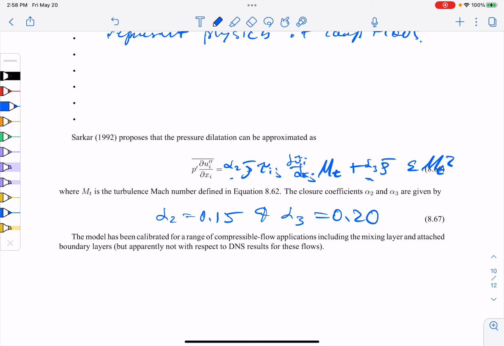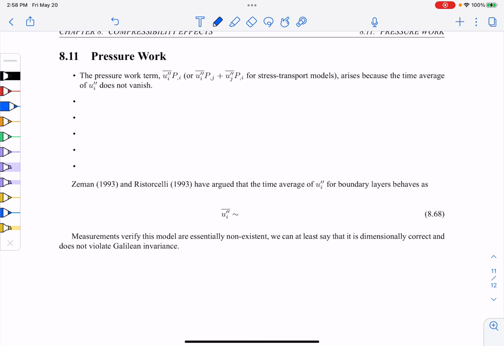Another term is the pressure work term, which is ui double prime p, ui double prime pj plus uj double prime pi, for the stress transport models. And these, of course, arise because the time averaging of ui double prime does not vanish as we're doing Favre averaging. And generally, this is proportional to the density-velocity correlation. And this really illustrates how the Favre averaging does not completely eliminate the need to know how these fluctuating properties are correlated. A number of interesting papers were written on this particular term.